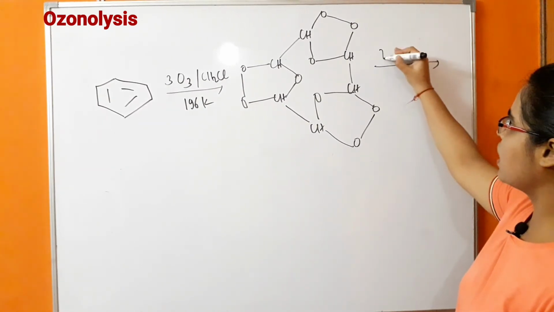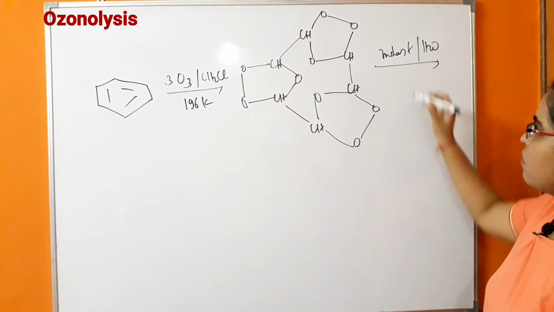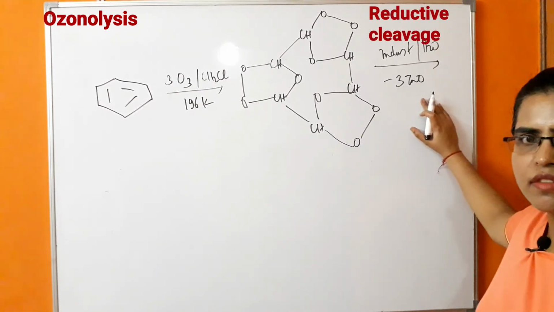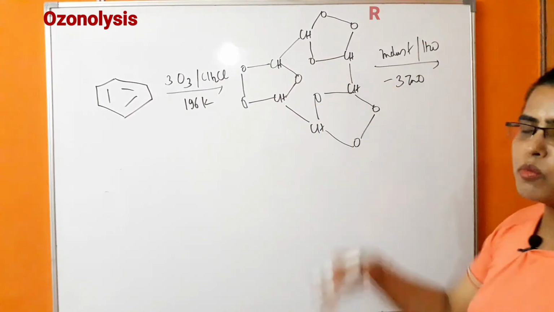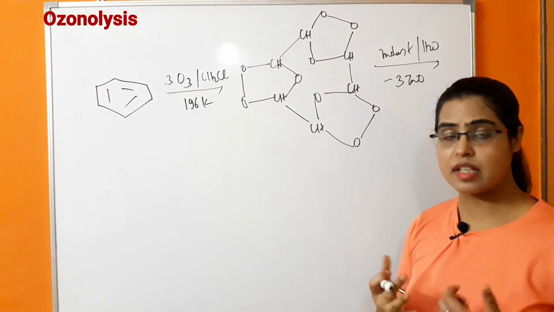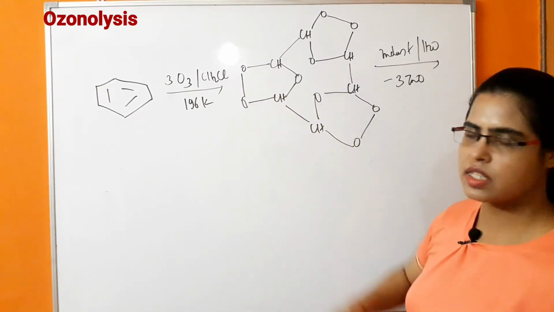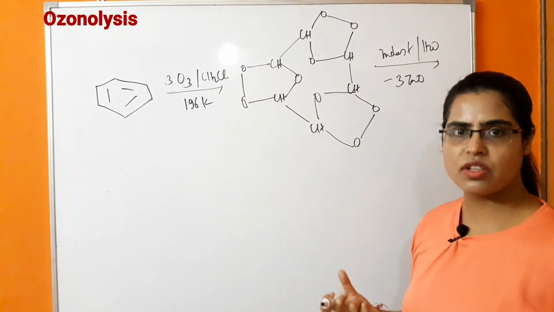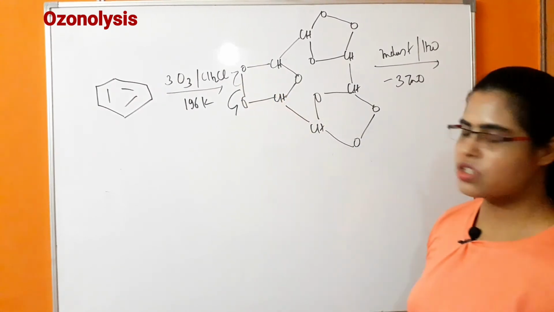Further, reductive cleavage in the presence of zinc dust and water. So there will be removal of 3 moles of ZnO. So how does this reductive cleavage take place? In the presence of zinc dust, homolytic fission takes place. We know that oxygen single bond oxygen is unstable, so homolytic fission takes place. This oxygen bond will undergo homolytic fission. It means both the oxygens will take away the shared pair of electrons.